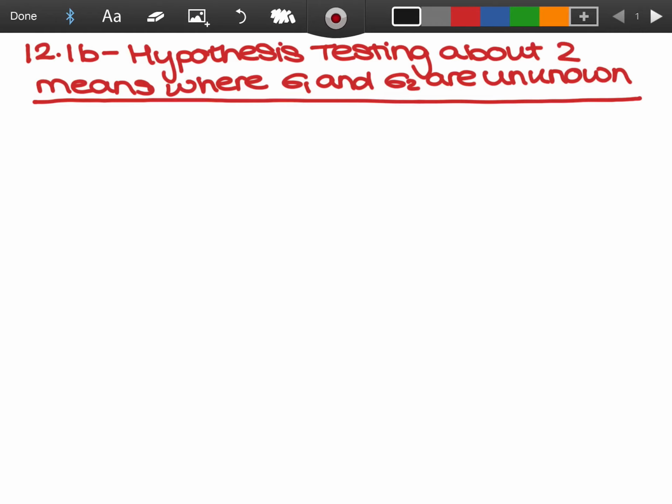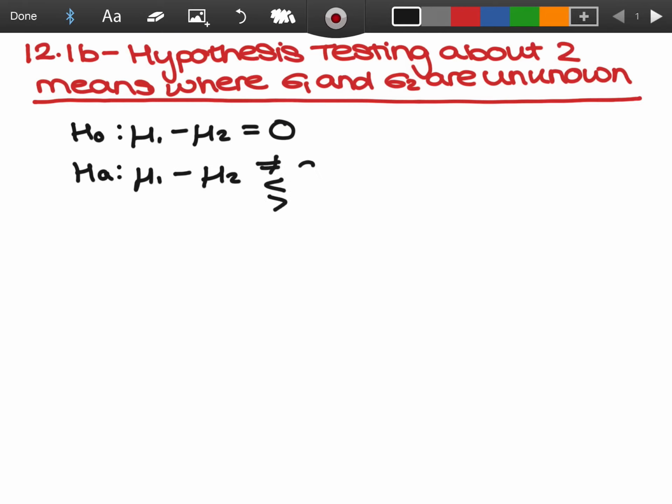So what we want to do is see how we conduct a hypothesis test where we're comparing the two means again. So we're still dealing with a case where your null hypothesis is mu1 minus mu2 is equal to 0. So we're assuming that mu1 is equal to mu2. Those population means are equal. And then we've got our alternative hypothesis, which can be one of three things. It can either be does not equal, less than, or greater than 0.